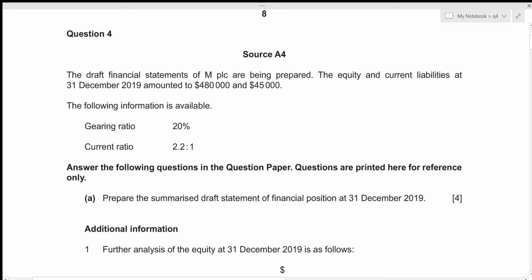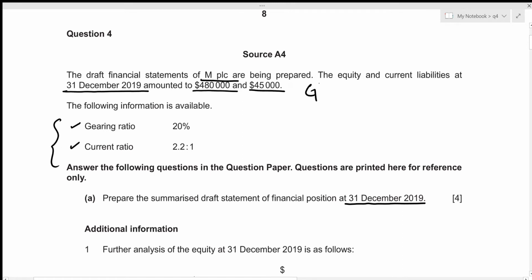The draft financial statements of MPLC are being prepared, and the equity and current liabilities at 31st December 2019 amounted to 480,000 and 45,000 respectively. And we are given additional information regarding the gearing ratio and the current ratio. Let's have a look at our first question. We need to prepare the summarized draft statement of financial position at 31st December 2019. So in order to prepare it, we first need to solve these two ratios. Okay, let's start with our gearing ratio.